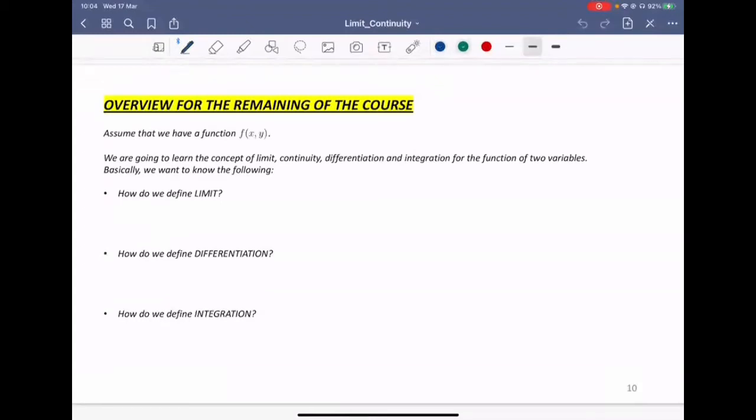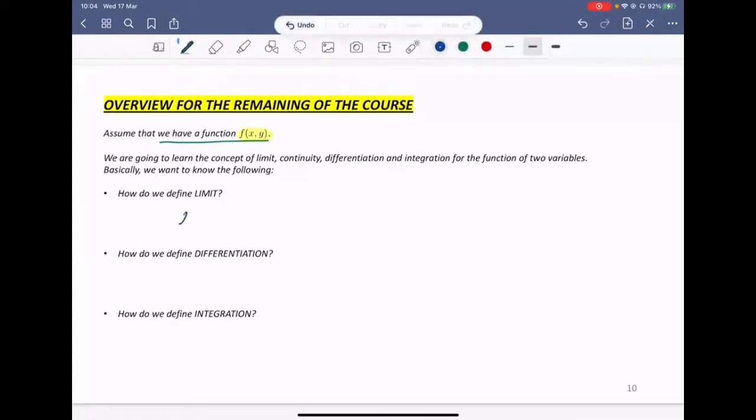From last time, we talked about functions of two variables, right? And then we have f(x,y). This is the notation for a function of two variables. And then I gave you an introduction that what we are going to learn is we're trying to extend the idea of limit, differentiation, and integration into two dimensions, right?